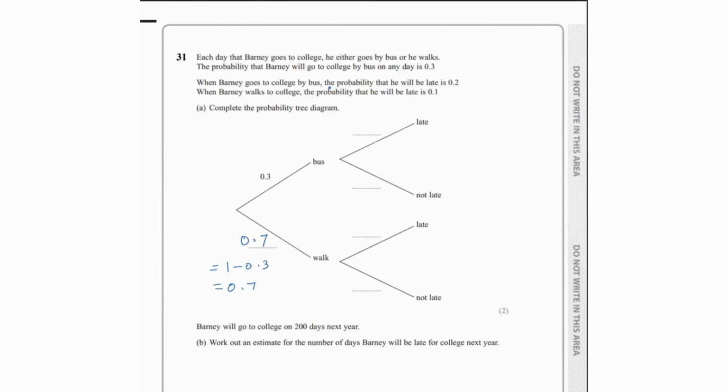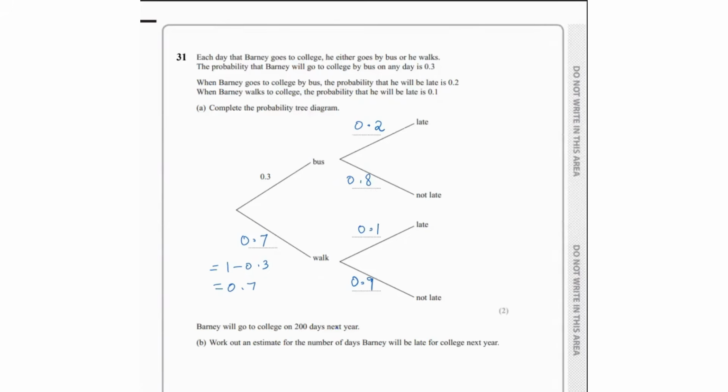Then when Barney goes to college by bus, the probability that he will be late is 0.8. So if he's on time, that's going to be 0.2, because again, both the branches will add up to 1. So if one is 0.8, the other will be 0.2. Then when Barney walks to college, the probability he will be late is 0.1. So not late will be 0.9.